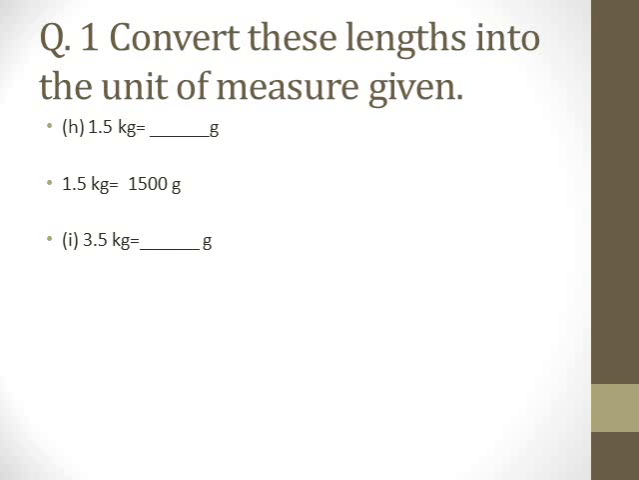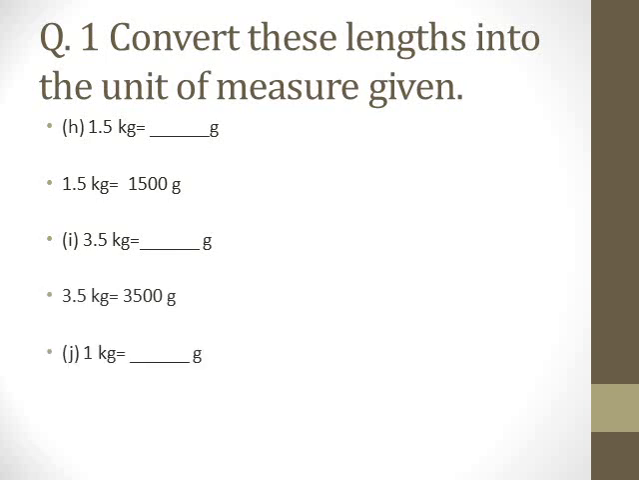Or if you follow the second formula, erase the point, check how many numbers are there in 35. There are two numbers. How many more numbers are required in order to be 4? Two more numbers are required. So after 35, put two zeros, it will be again 3500 gram. So H and I we finished.